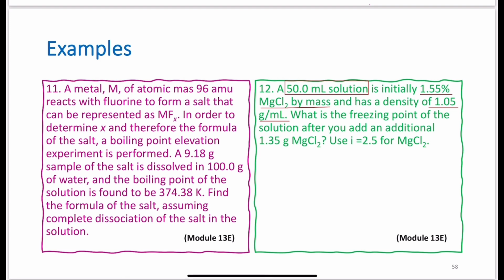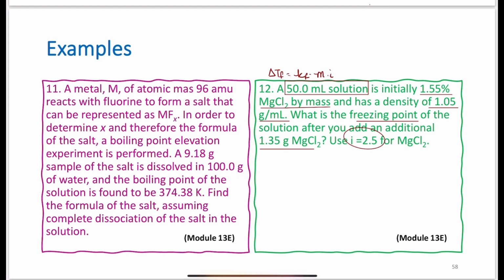That's helpful. That's going to help me get my solution into mass. I want to know freezing point, so I know I'm going to be doing delta TF equals KF times m times i after I add additional magnesium chloride. Okay. And I've got an i value. And I know the KF value because I know the KF value for water. It will always be provided.